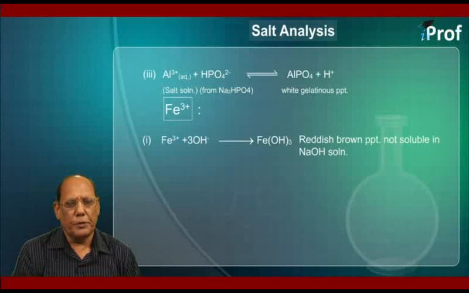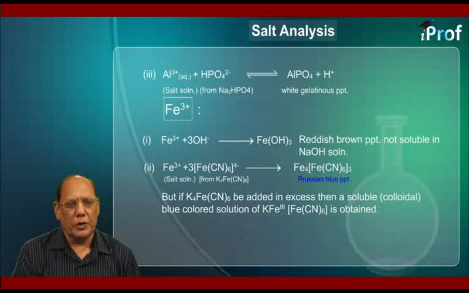Second, Fe3+ ions directly from the salt solution. To that we can add K4Fe(CN)6. So Fe3+ plus Fe(CN)6 4-. These ions combine to give Fe4[Fe(CN)6]3. This is a complex which appears as a Prussian blue precipitate. But if K4Fe(CN)6 is added in excess, then a soluble, rather a colloidal blue colored solution of KFe[Fe(CN)6] is obtained.